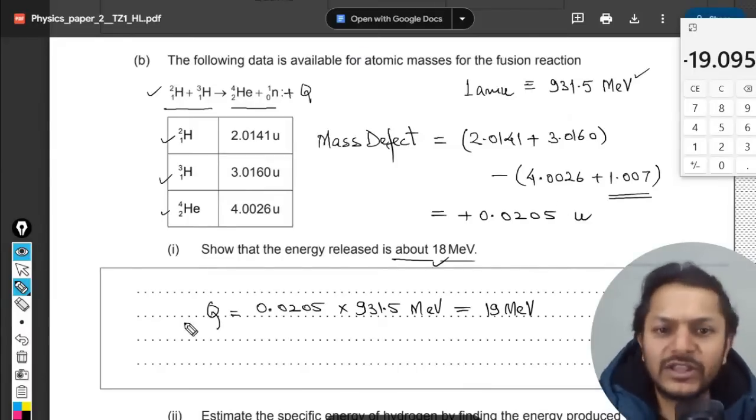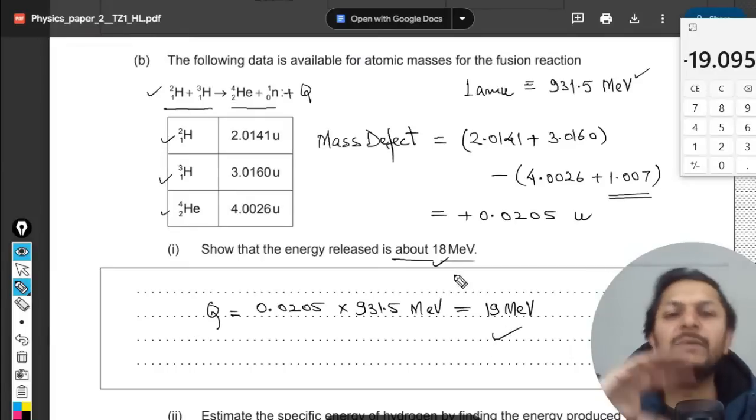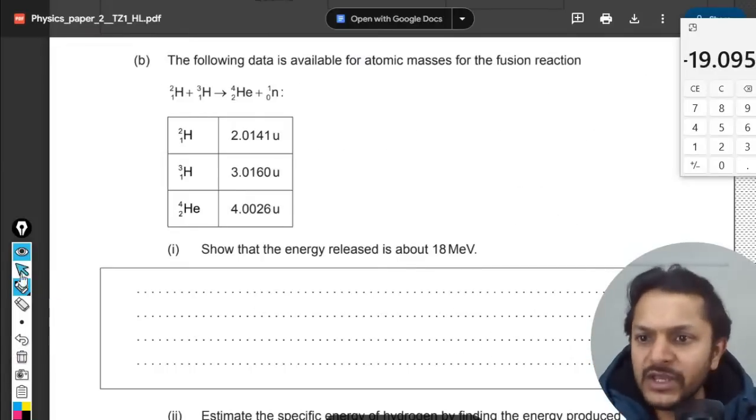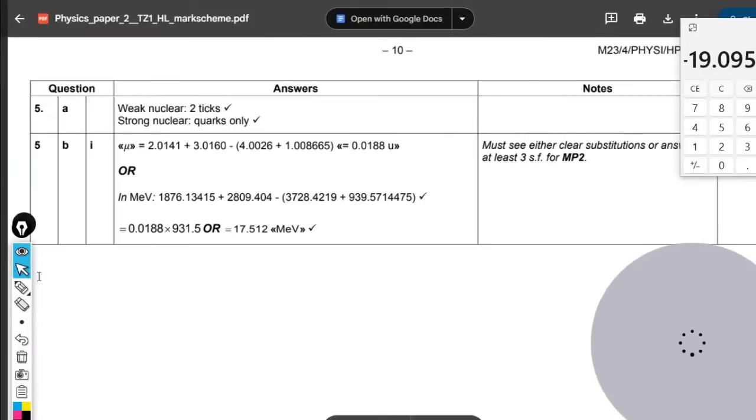But let us see what they have done. And we are also getting the answer which is approximately equal to 18. So this is how we do this question. Let us go to the mark scheme.